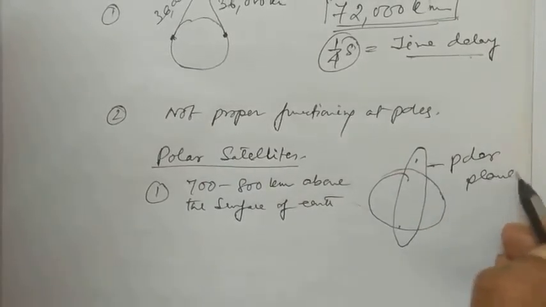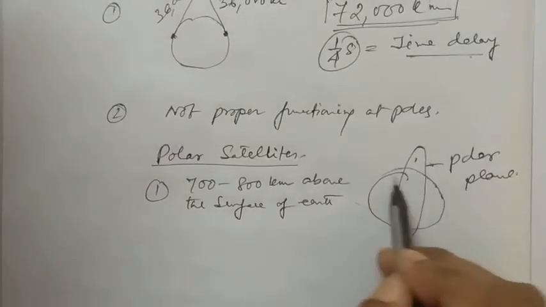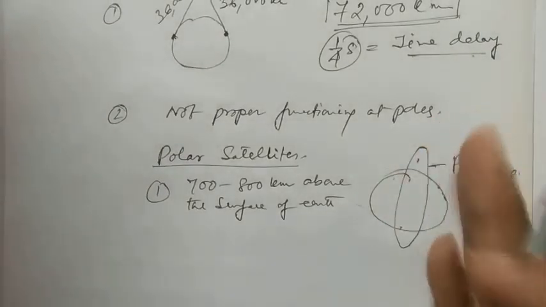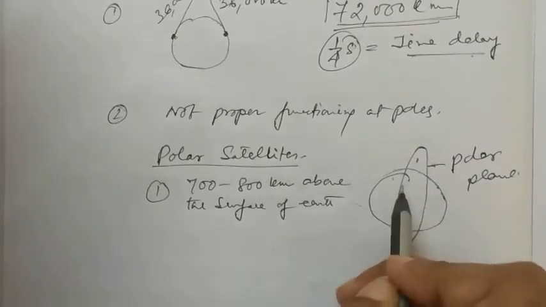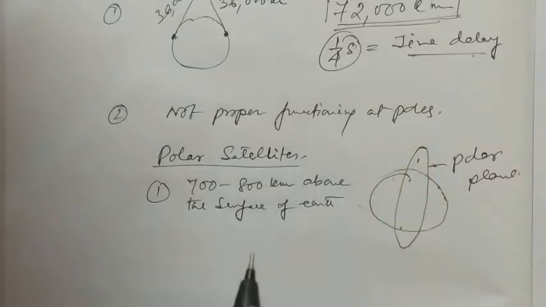Satellites aligned with the polar plane are called polar satellites. Now, using these satellites, a signal can reach from one point of the Earth to the other in approximately 1 by 100 seconds.